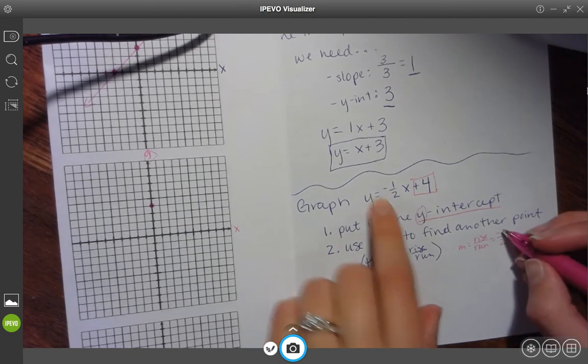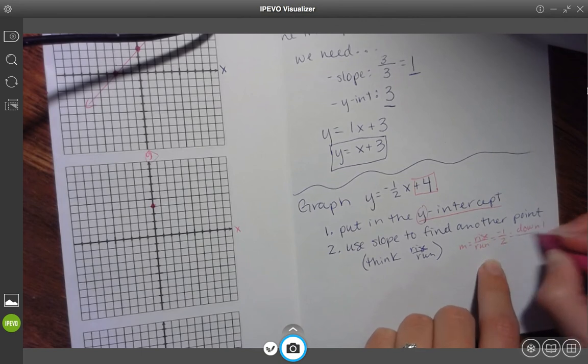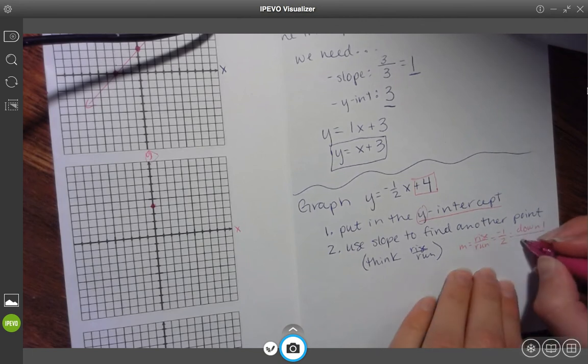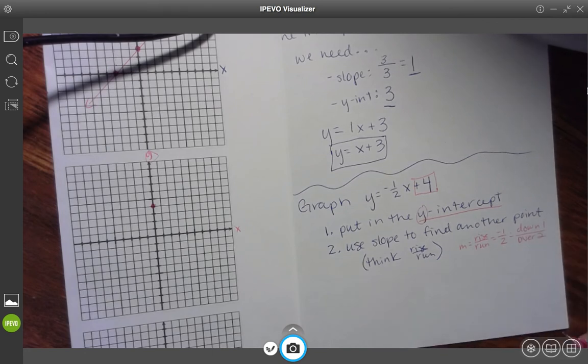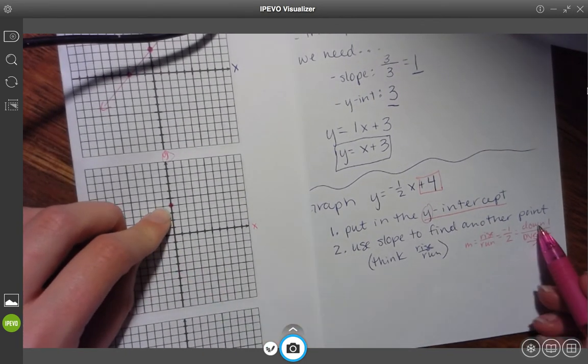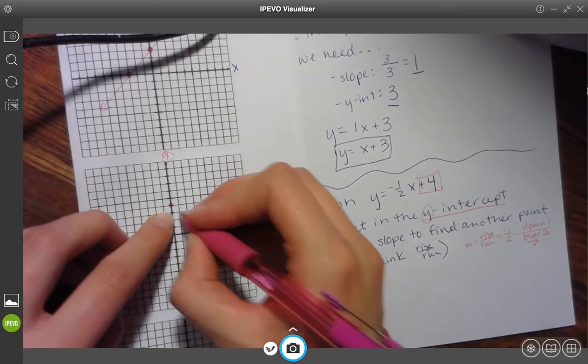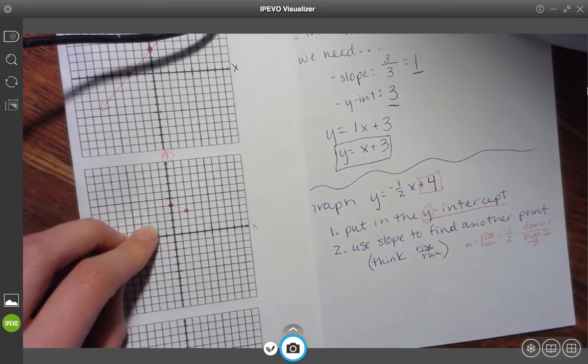So a rise of -1 means down 1. A run of 2 means over 2, and over meaning to the right, positive, okay? So I'm going to start at this point, and I'm going to go down 1, and I'm going to go over 2. So down 1 over 2, I get a point.